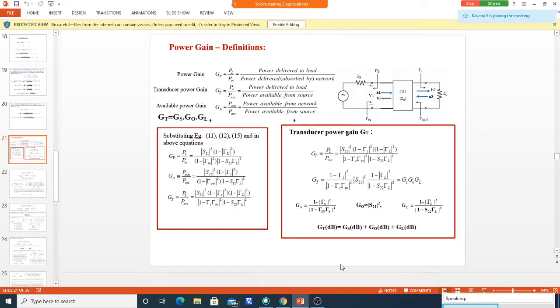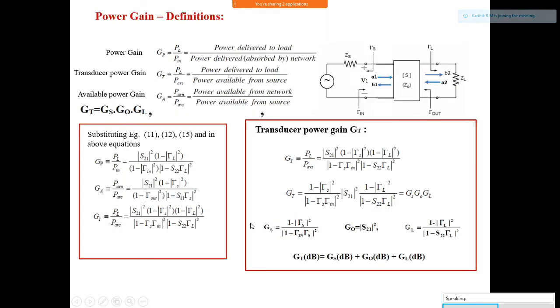Okay, in the previous class, we were discussing the transducer gain of the amplifier. That transducer gain is denoted by the letter GT. GT is used to denote the transducer gain. We already discussed the definition of GT and different gain definitions in the previous classes.